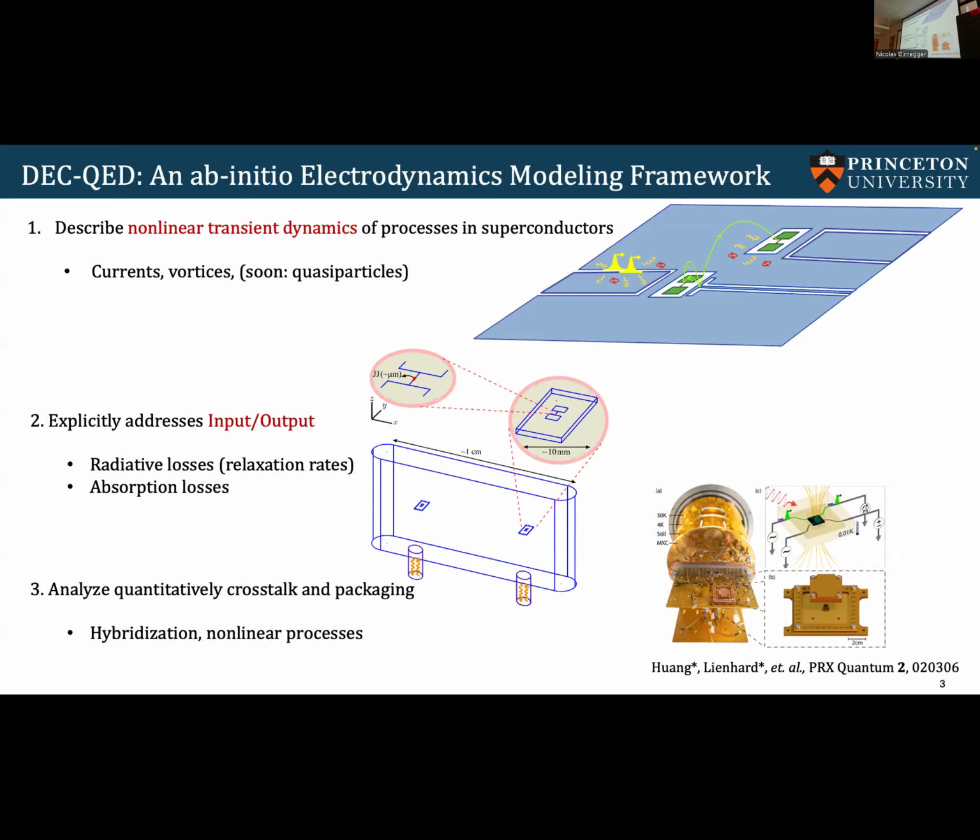There's also the issue of crosstalk, which can be due to hybridization of modes or unwanted nonlinear coupling due to transient migrations of charges and currents on your device during real-time operations, or for example the flux bias line of one qubit affecting another neighboring qubit. These are some examples of crosstalk. And finally, you want to dissect how packaging can affect on-chip operations.